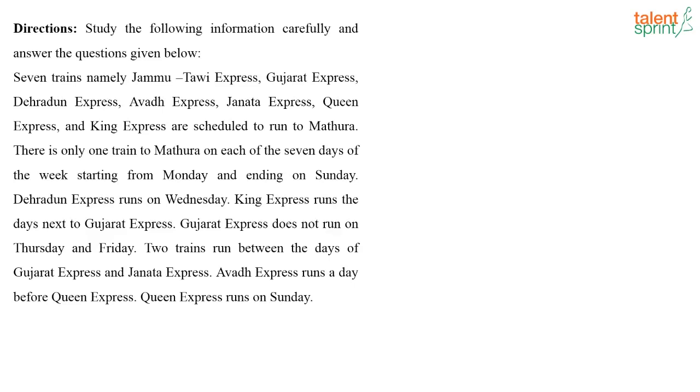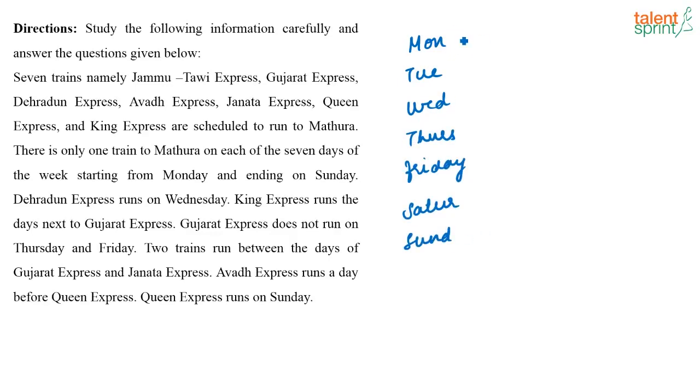In the meantime, I'll just write down the information that is given. So, I have 7 days in the week when the trains are running. So, Monday, Tuesday, starting from Monday. Okay. Now, based on the information, you have to see which train is running on which day. There is only one train to Mathura, yeah, that I just read. Dehradun Express runs on Wednesday. So, which is running on Wednesday? Dehradun Express is running on Wednesday.